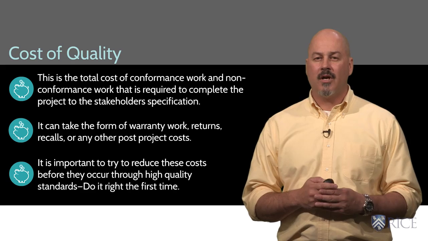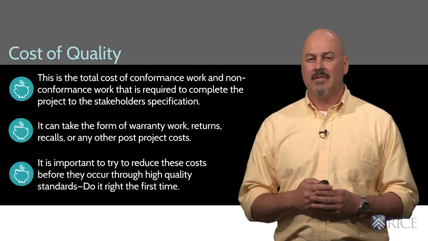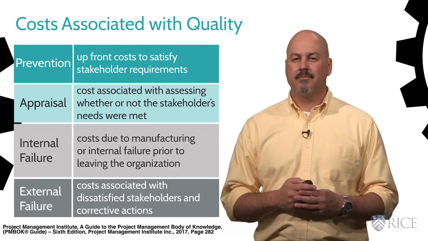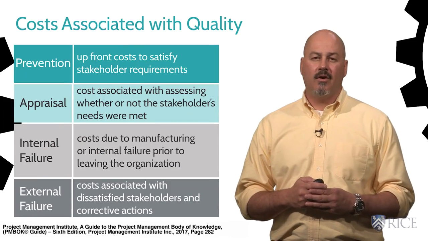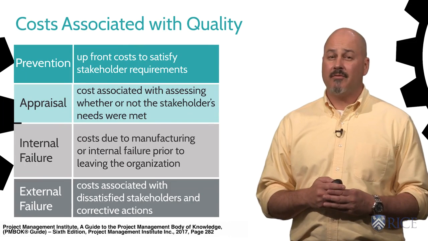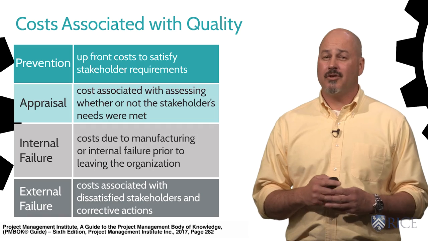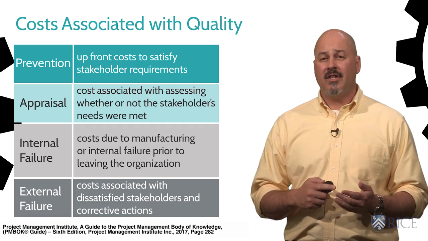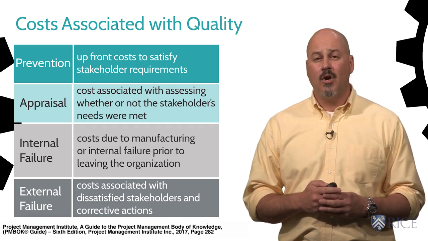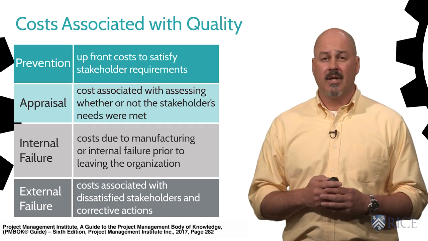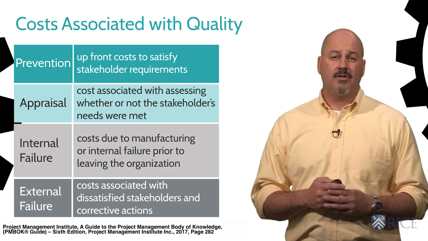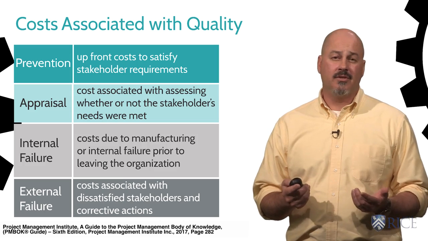So what are some of the costs associated with quality? It's not just returns or repairs. The cost includes the money you spend up front to prevent any issues from happening. That may be additional machining, inspections, or anything that you do to reduce the number of problems once the project has been completed. It can include the costs associated with assessing whether or not the stakeholders' needs are being met.